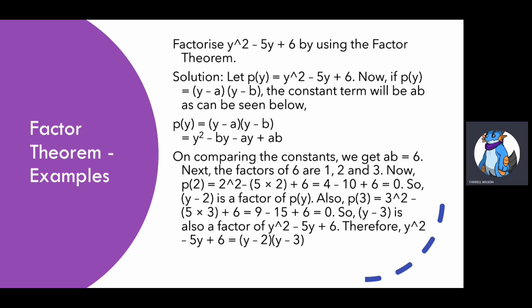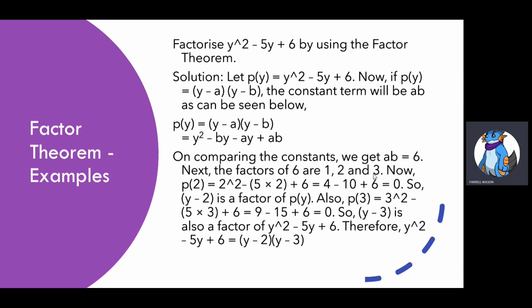Now, if p(y) equals y minus a times y minus b, the constant term will be ab, and as you can see in the equation below, p(y) equals y minus a times y minus b, which equals y squared minus by minus ay plus ab. On comparing the constants between these two, we get that ab is equal to 6. Then we shall find the factors of ab, which are 1, 2, and 3.